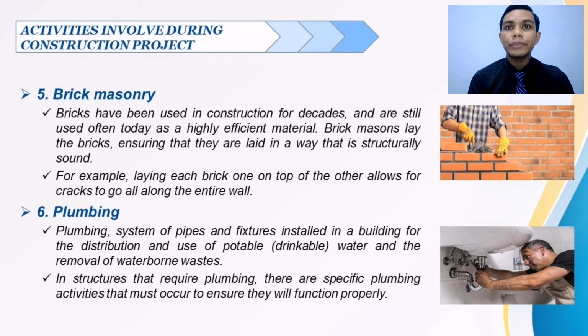6. Plumbing. Plumbing is a system of pipes and fixtures installed in a building for the distribution and use of potable, drinkable water and the removal of waterborne waste. In structures that require plumbing, there are specific plumbing activities that must occur to ensure they will function properly. These include putting in piping and fixtures for both incoming potable water and outgoing waste.